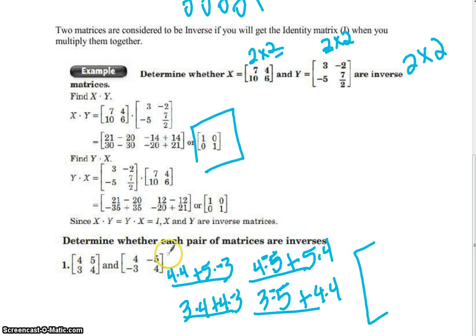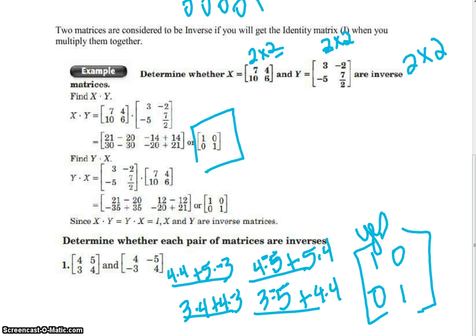So we've got 16 minus 15 is 1. We've got negative 20 plus 20 is 0. We've got 12 minus 12 is 0. And we've got negative 15 plus 16 is 1. And look at that, that is the identity matrix. So yes, these are inverse.